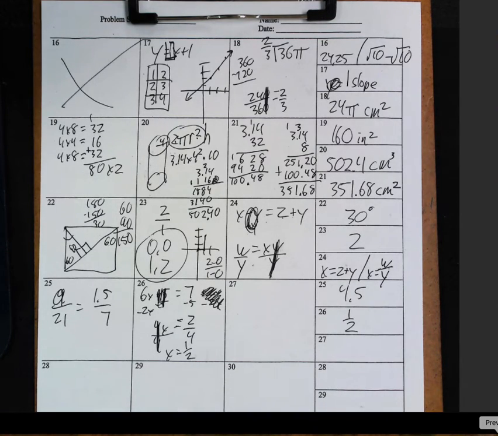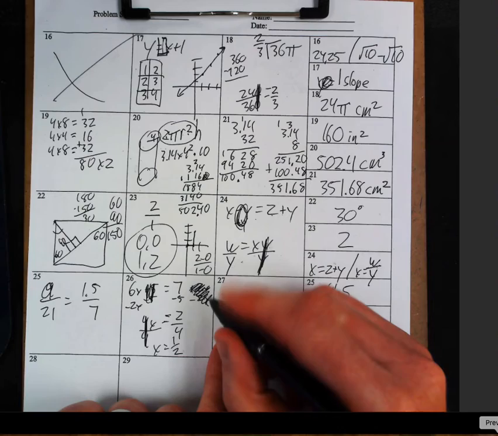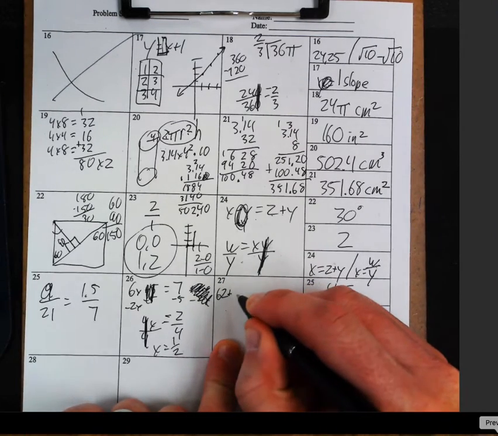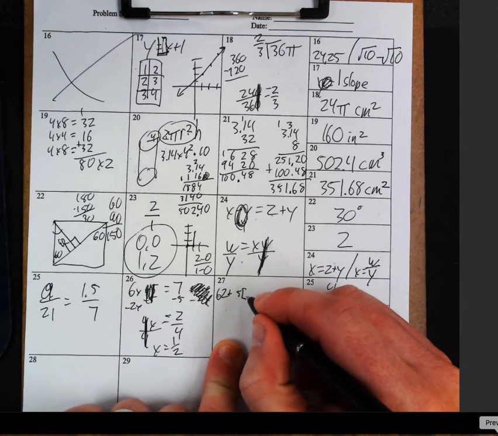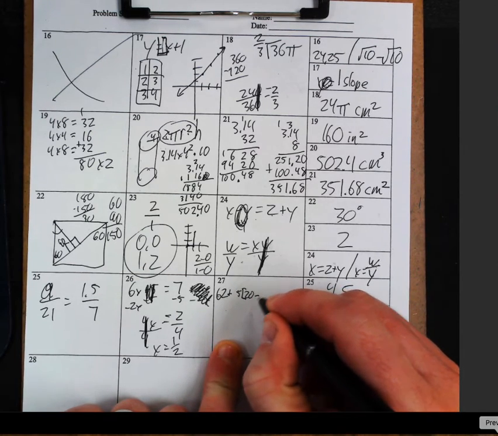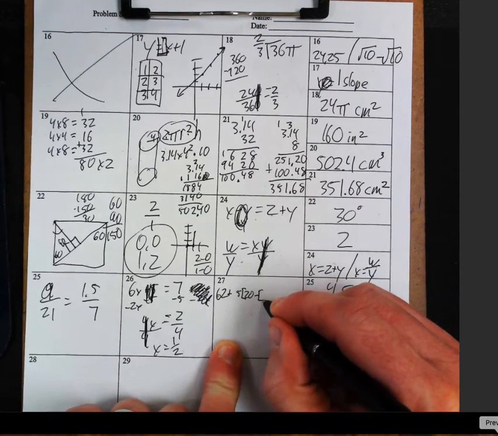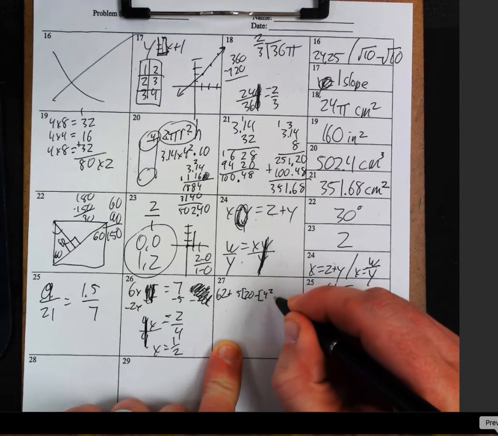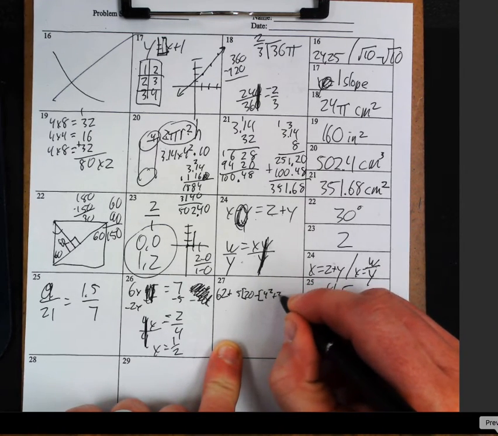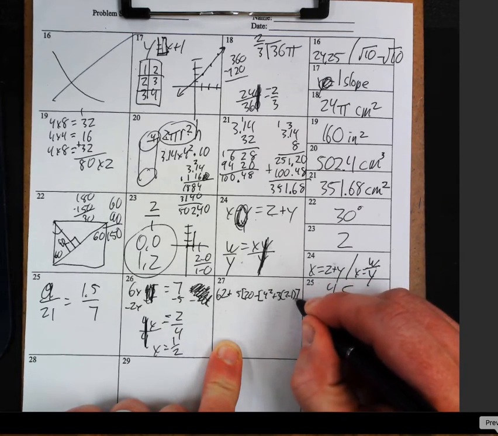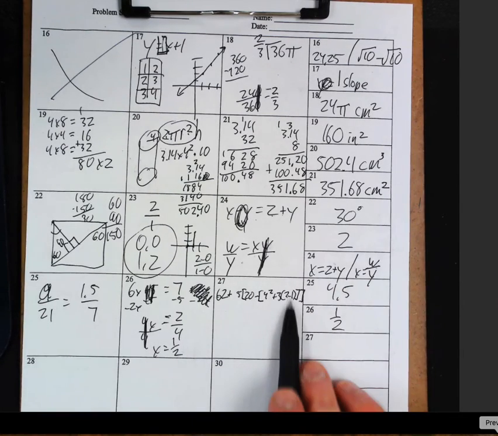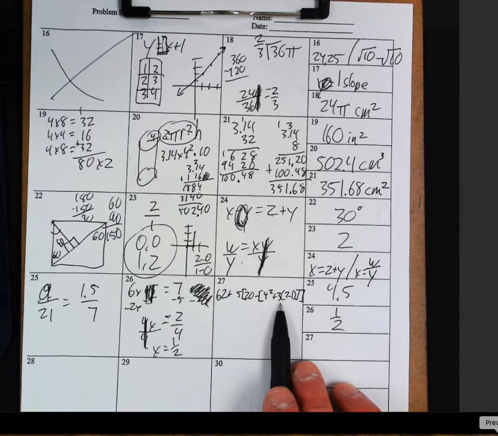27. 6 squared plus 5 next to a bracket of 20 minus another bracket 4 squared plus 3 next to a parenthesis 2 minus 1. Close the parenthesis, close the bracket, close the bracket. Here we go. 2 minus 1 is 1. 1 times 3 is 3.